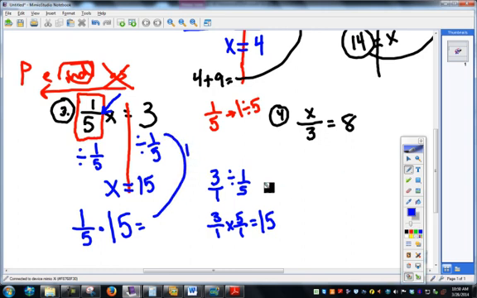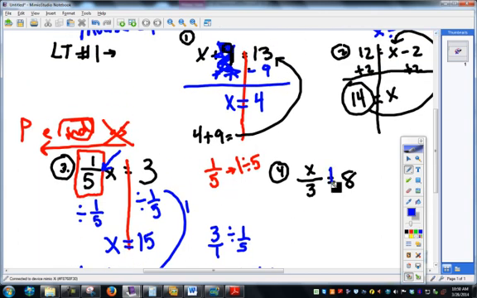Okay, next one. For solving, draw your line. Is there any addition or subtraction happening to the variable? No. Then I ask myself, is there any multiplication or division? Yes, there is. x is being divided by 3, so we need to undo that by multiplying by 3.